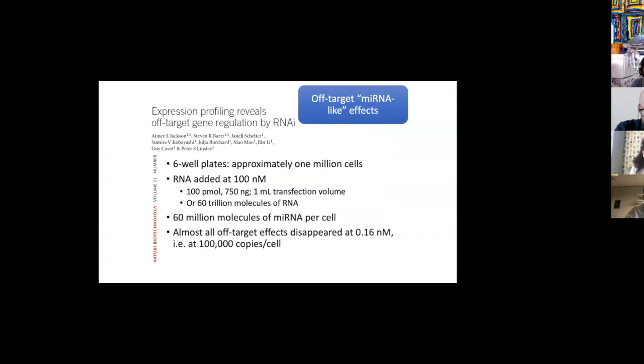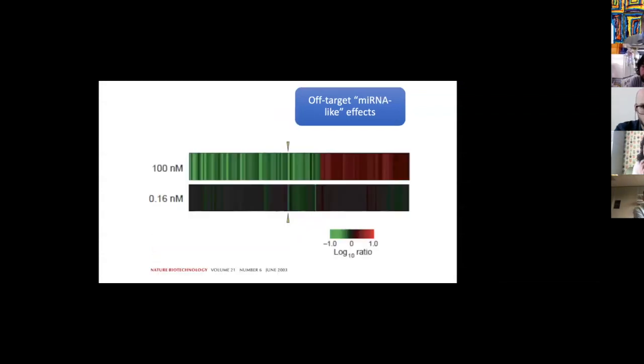And so in this study, there was a particular RNA, I think it was MAP kinase 4, that they were trying to target. And so they had an siRNA to that target, but then they wanted to look at the off-target effects. And off-target effects, in a lot of ways, you could consider those to be microRNA effects.